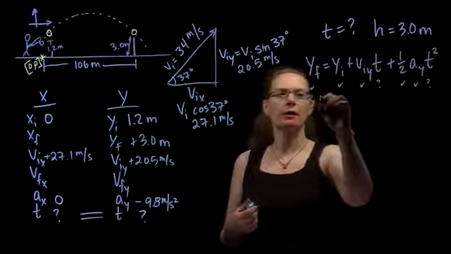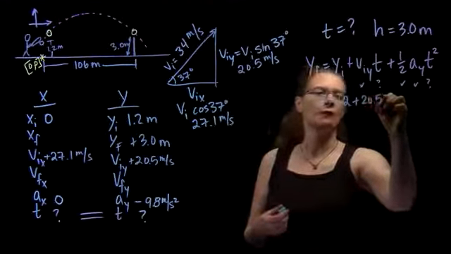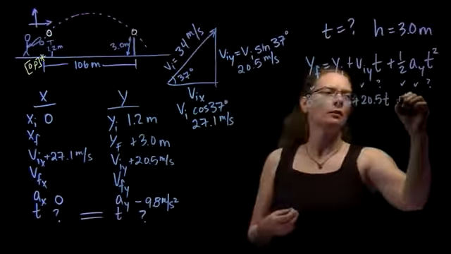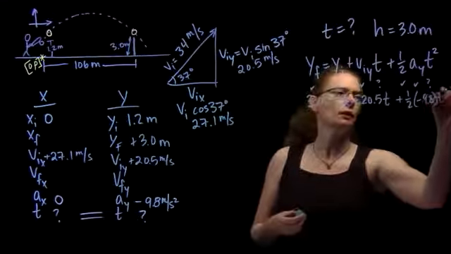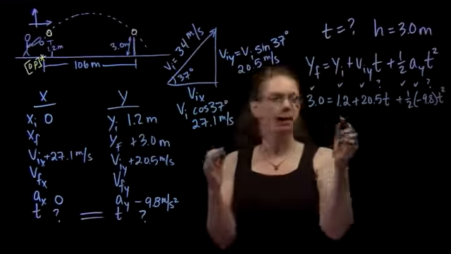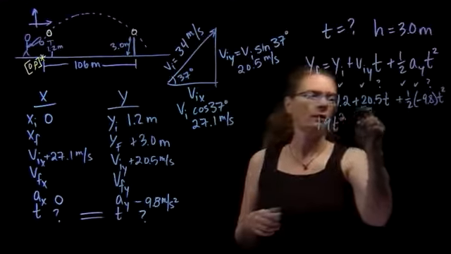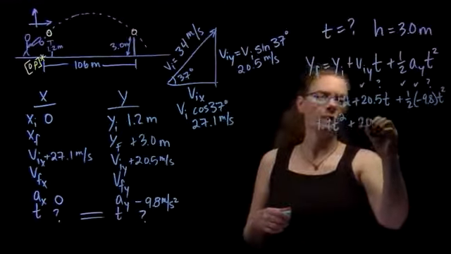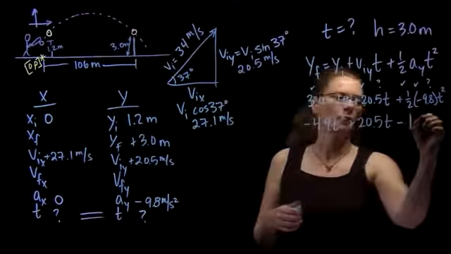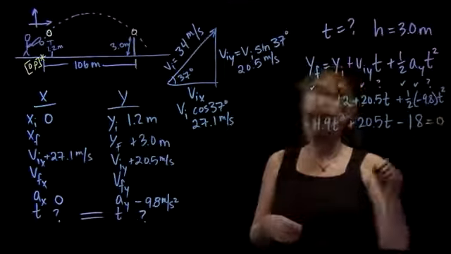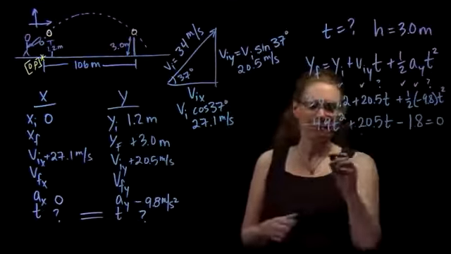Y final 3.0 equals 1.2 plus 20.5t plus 1/2 negative 9.8 t squared. So if we combine this down, that's a negative 4.9 t squared, plus 20.5 t, and then I'm going to bring that over. It's going to end up being a negative 1.8, looks like, equals 0. Let's double check that. Yeah, okay, so yep, quadratic.